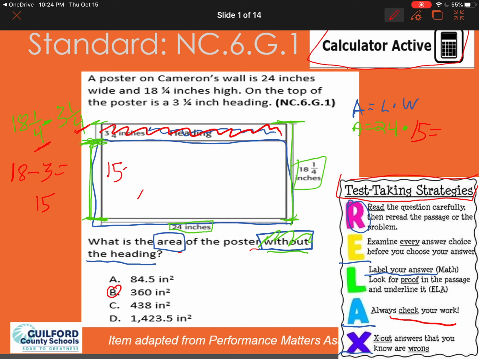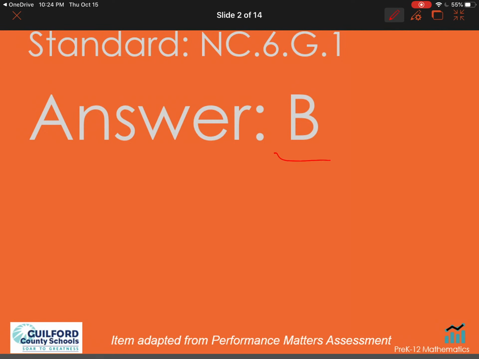We have 15 times 24. And this is where you double check with your calculator. And let's see if we're correct. The answer is B. It is that 360.